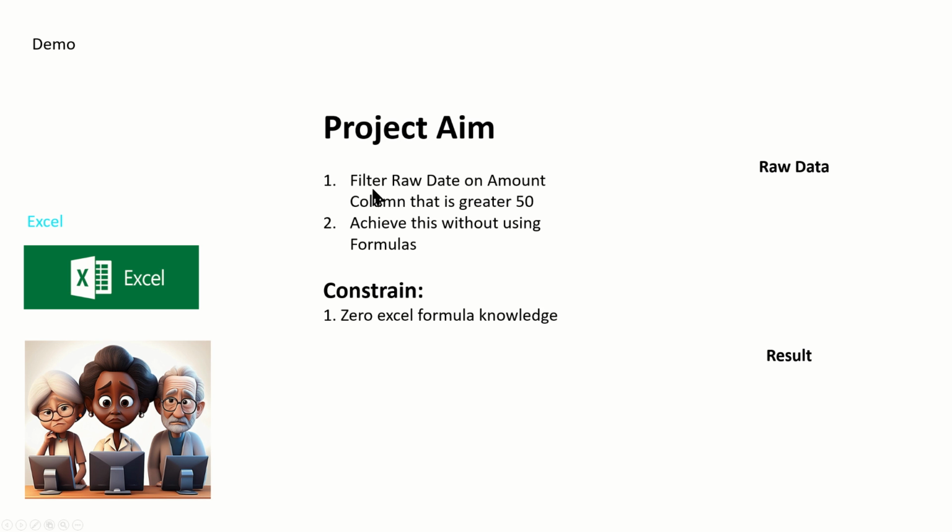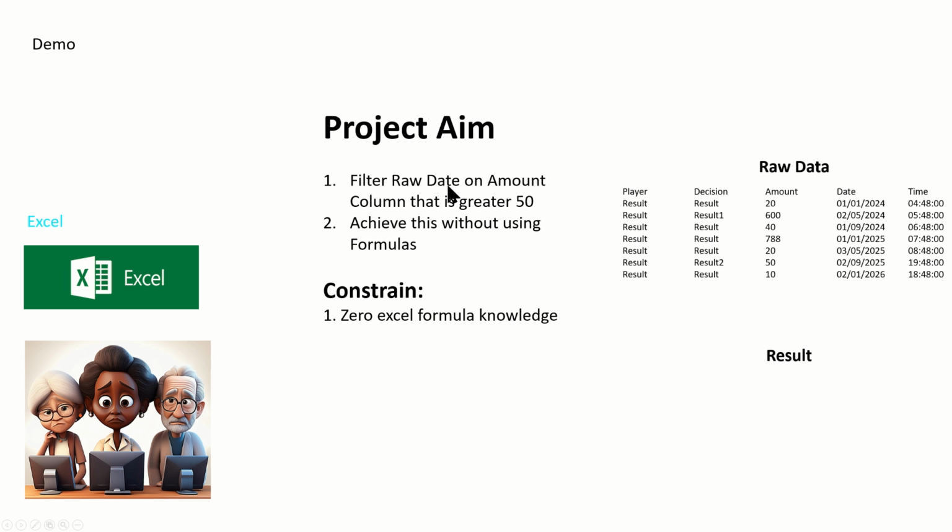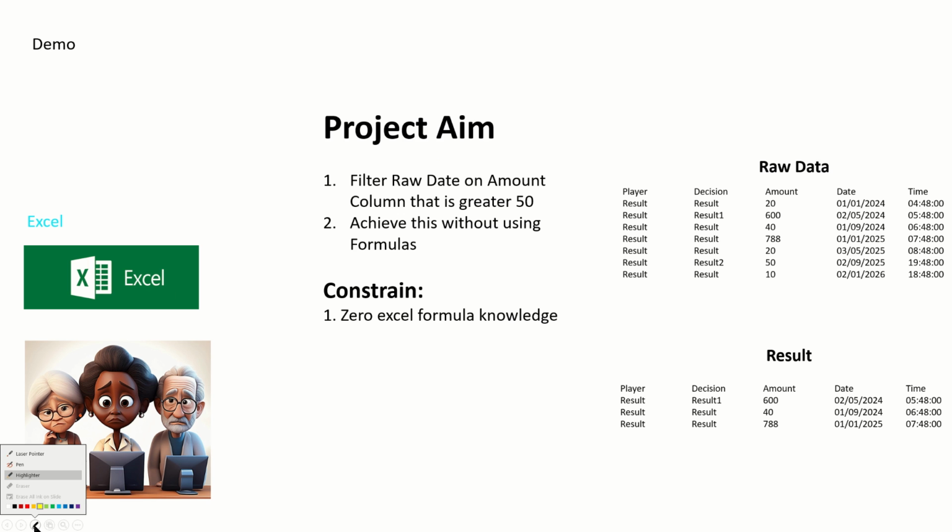Number one, they have their raw data. I'm just going to take a highlighter here. Let's see, I think I'm going to go for red color. No, that is not red. Let's go for another one. Yes, this should be red. All right.